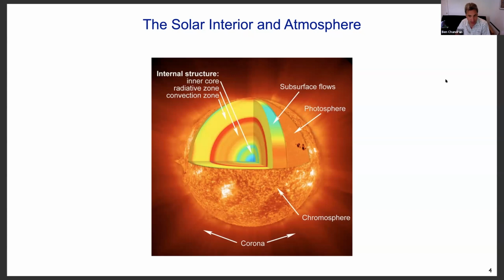And that surface divides the interior from the solar atmosphere. The lowest layer of the solar atmosphere is the chromosphere, and it's only a couple thousand kilometers thick. By comparison, the solar radius is approximately 700,000 kilometers. So the chromosphere is a thin atmospheric layer. On top of the chromosphere is the corona, which extends out a few solar radii from the sun. And the solar wind is really the expansion of the corona into the interplanetary medium.